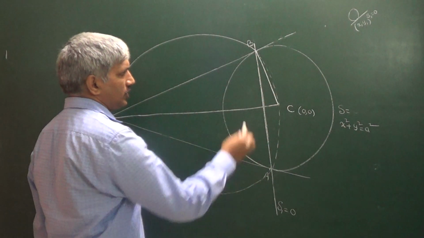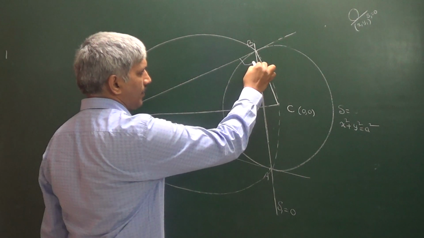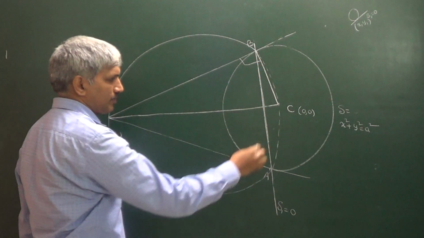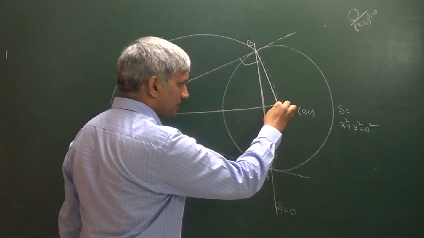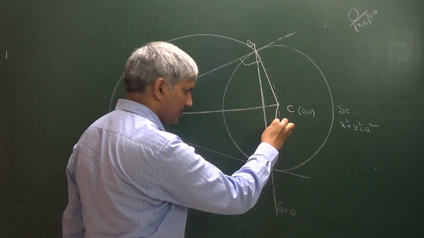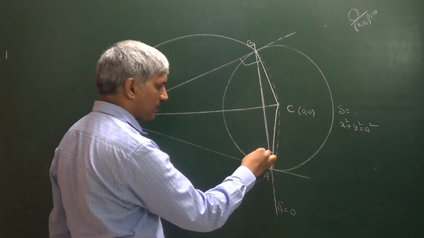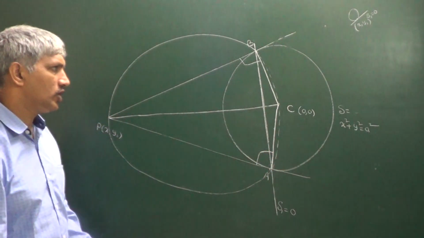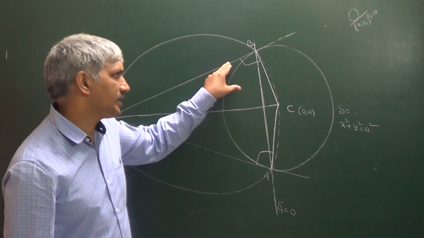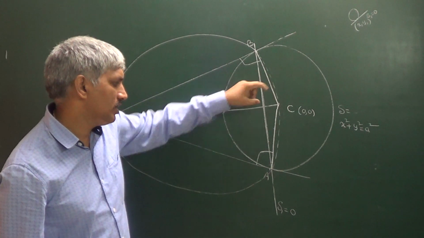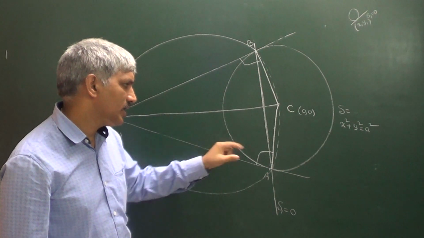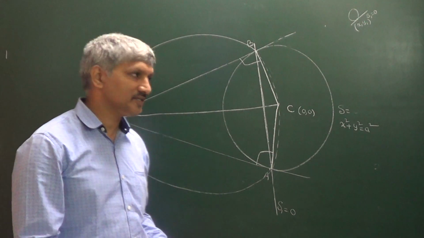Now what is this angle? Right angle. In a similar way, now I am connecting C with A. Now tell me, what about this angle? It is also a right angle, because this is a tangent and this is a normal. Here also this is a tangent and this is normal, right?